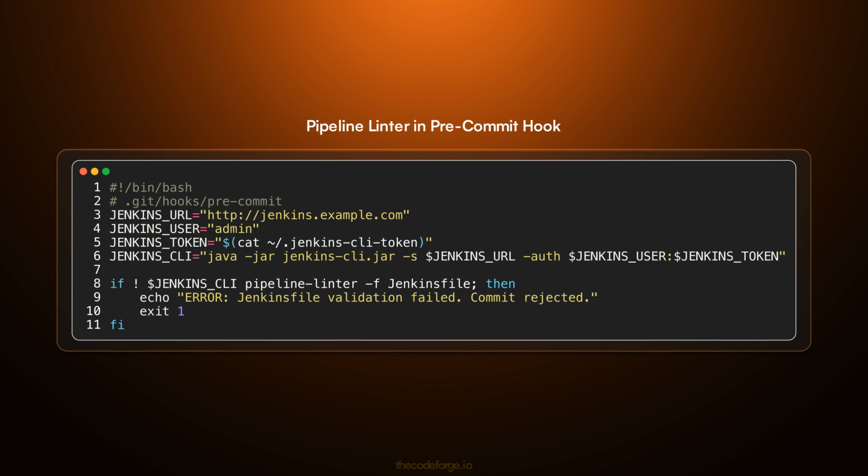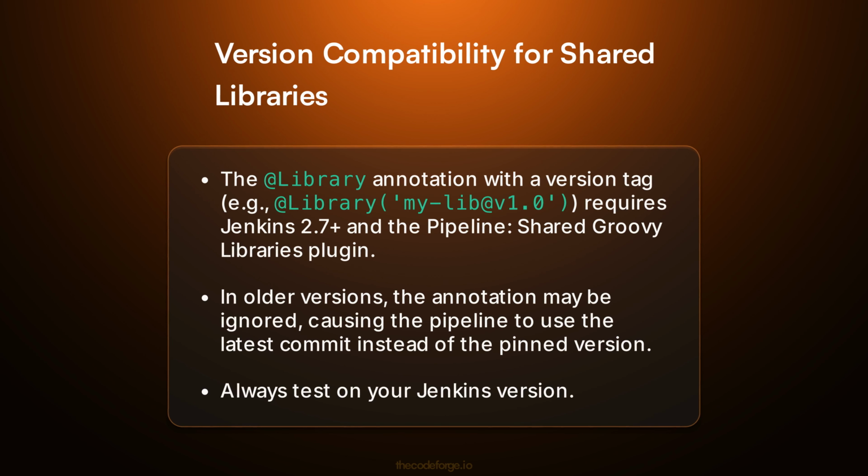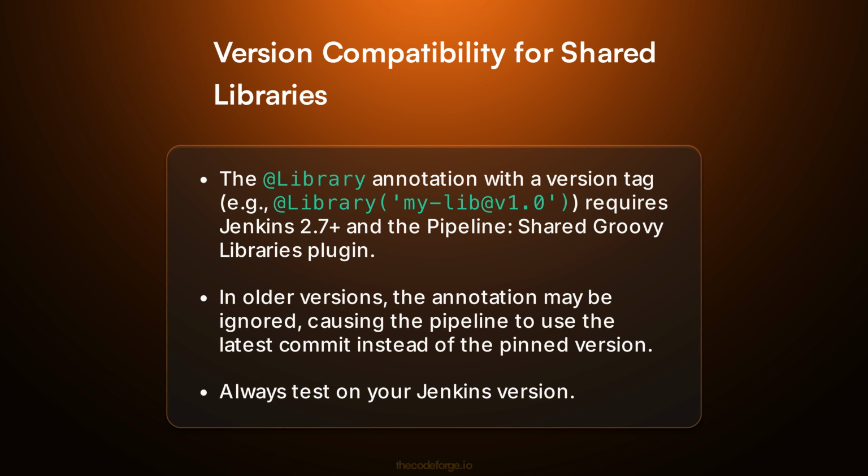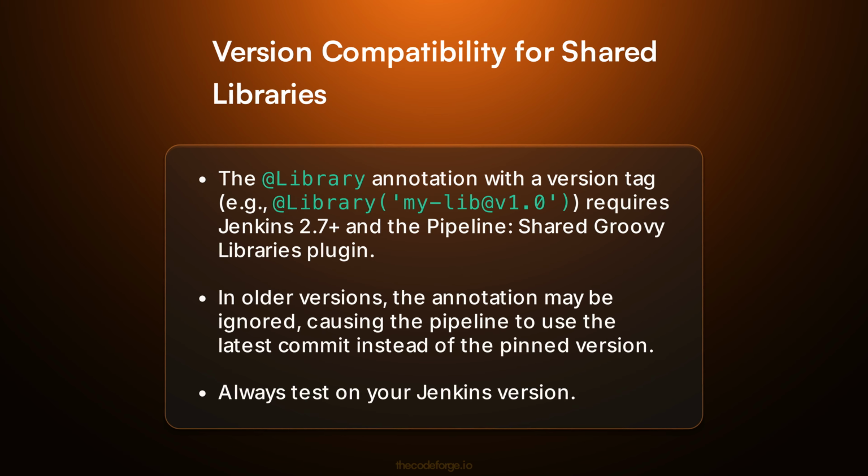if validation fails. The @Library annotation with a version tag, e.g., @Library('mylib@v1.0'), requires Jenkins 2.7+ and the Pipeline: Shared Groovy Libraries plugin. In older versions, the annotation may be ignored, causing the pipeline to use the latest commit instead of the pinned version. Always test on your Jenkins version.